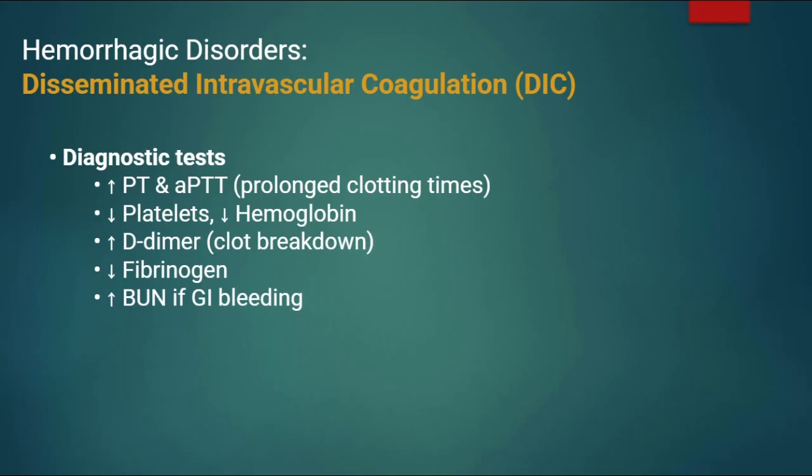This indicates increased fibrin breakdown, showing that clots are forming and being destroyed at the same time. Fibrinogen levels are usually reduced because the body is consuming clotting factors faster than it can produce them. Finally, BUN may be elevated if bleeding occurs in the digestive tract because the body absorbs digested blood proteins as urea. As LPNs, it's important to know these labs and understand that changes in clotting studies often point to DIC early on, even before symptoms become obvious.